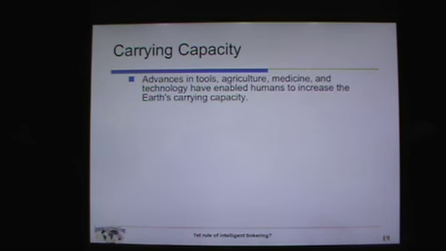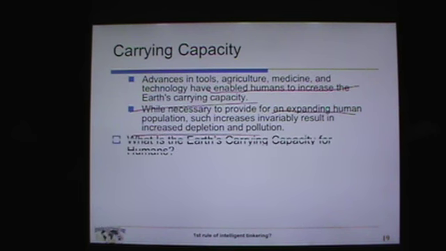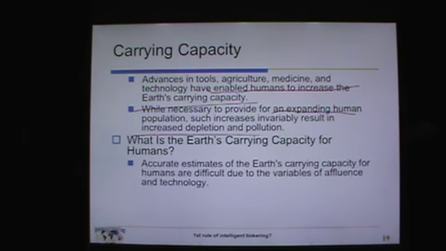It's the carrying capacity. Advances in tools, agriculture, medicine, and technology have enabled us to increase the Earth's carrying capacity. More of us. While it's necessary for us to provide for this expanding human population, it has also increased the amount of pollution and depleted a lot of natural resources. So what is the Earth's carrying capacity for humans? This is a big number. It's really more than you would think.